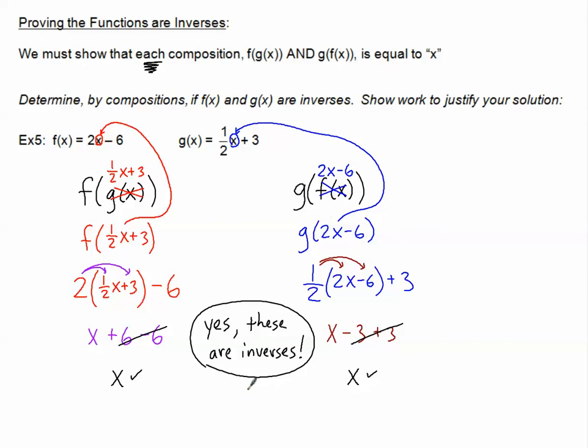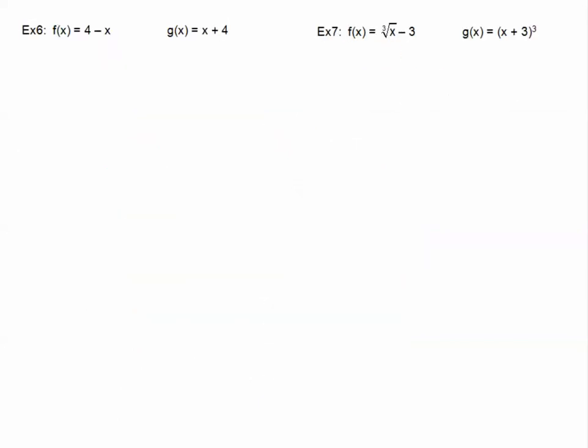Let's look at example 6, the next example. Two new functions, still f of x and g of x, and I want to see if they are inverses. So the first thing I'm going to look at is f of g of x. We'll start there. F of g of x, okay.